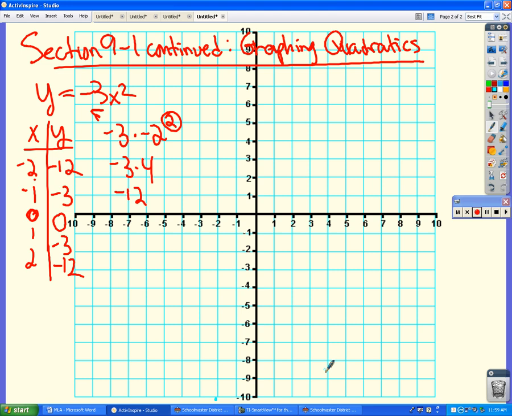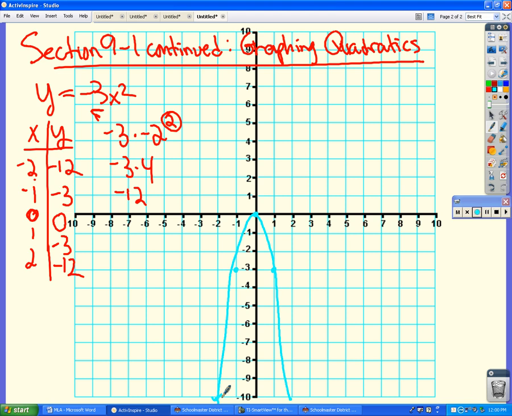Okay? Then I have to go negative 1, negative 3. So that's right here. 0, 0 is obviously right in the middle, and then it repeats itself on the other side. So 1, negative 3 is right there, and then 2, negative 12 will be way down there somewhere. All right? So then if I connect those dots in a smooth U shape, that is everything we hoped for and more.